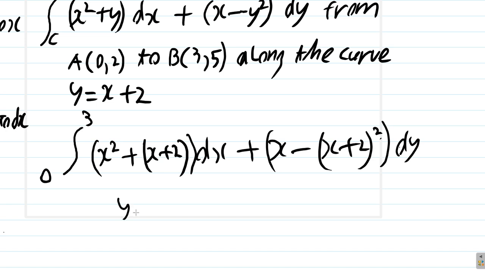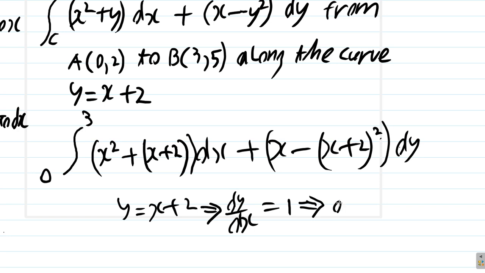Now I have dy, but I want dx. If you look at the function y equals x plus 2, and you differentiate, dy by dx is equal to, well, it would be 1, right? So this implies dy by dx equals 1, which implies that dy is equal to dx. So you can just change dy to dx because they are equal to each other.